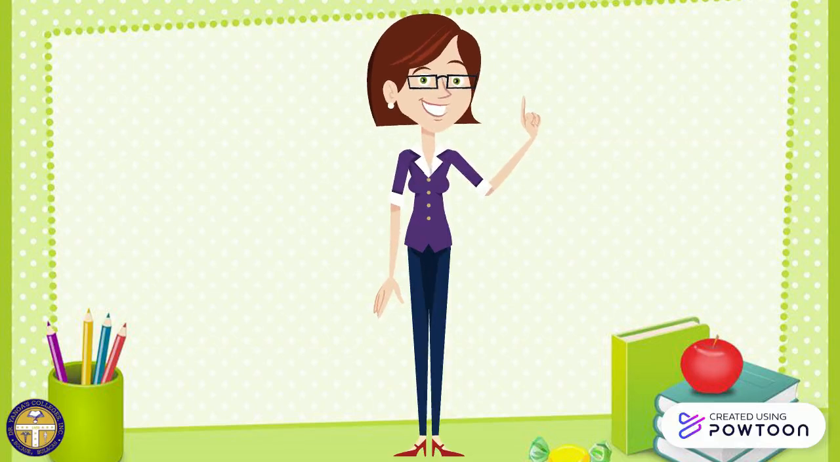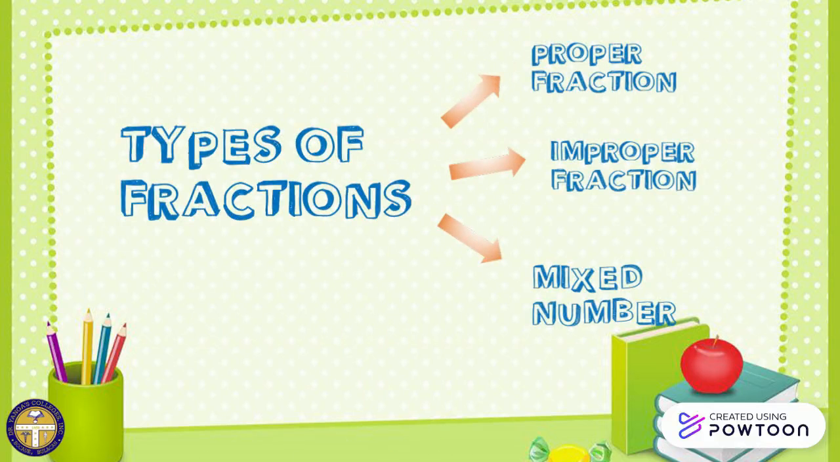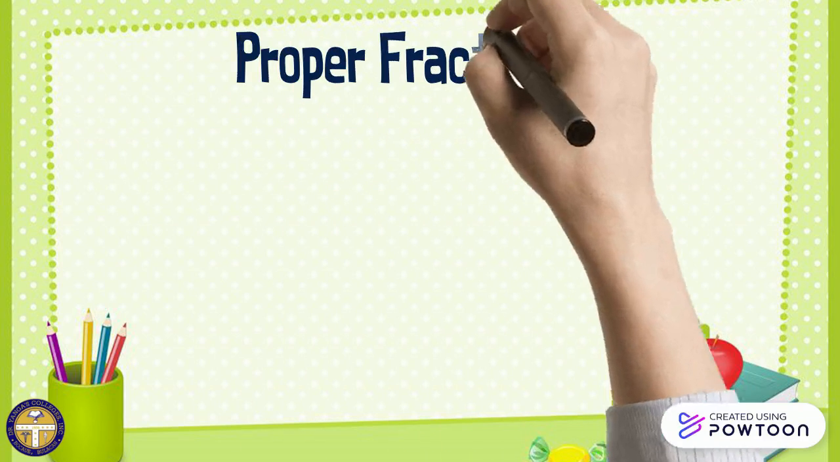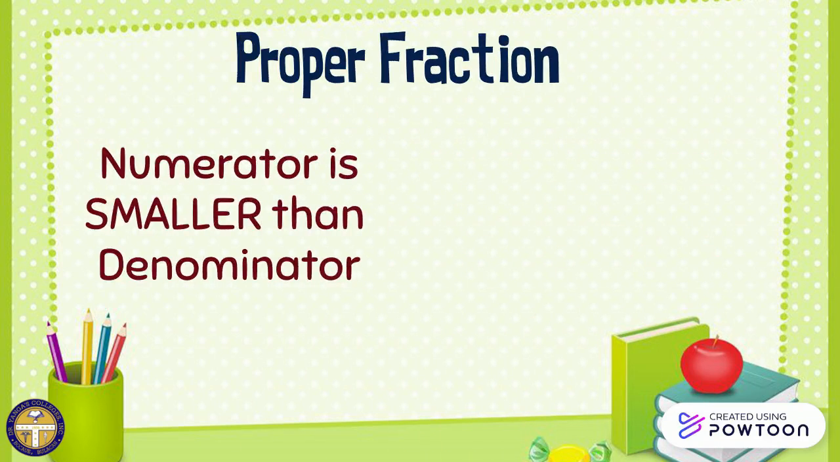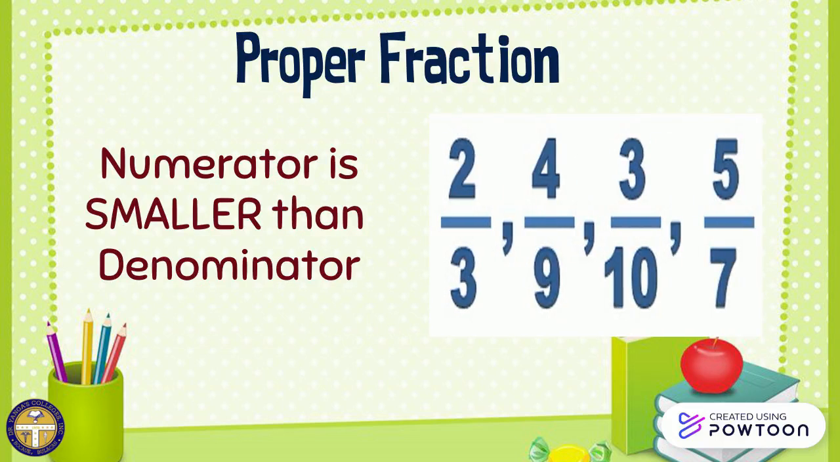Let's proceed and discuss the three types of fraction, and they are proper fraction, improper fraction, and mixed number. When we say proper fraction, the numerator is smaller than the denominator. Examples are 2/3, 4/9, 3/10, and 5/7.